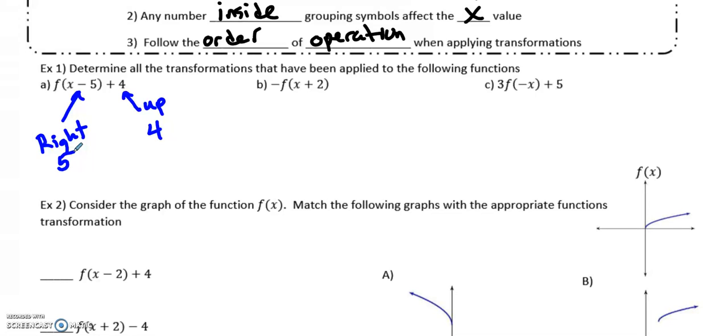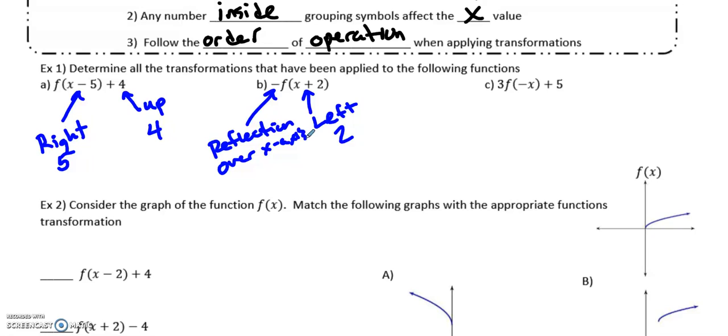5 and up 4. For B, inside here, I can see that this is going to be left 2 because it's opposite. And then this negative out here gives me a reflection. That's what negatives do. So I have a reflection, and since it's outside, it's going to be over the x-axis. In other words, I'm flipping this graph upside down, not left-right.